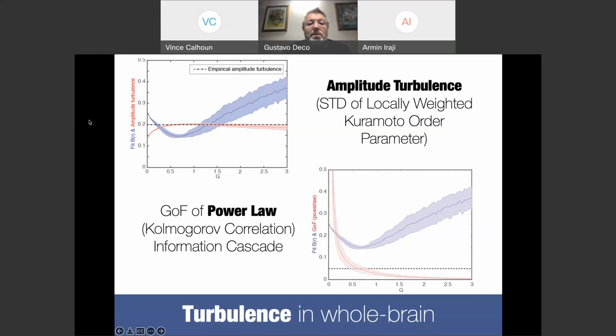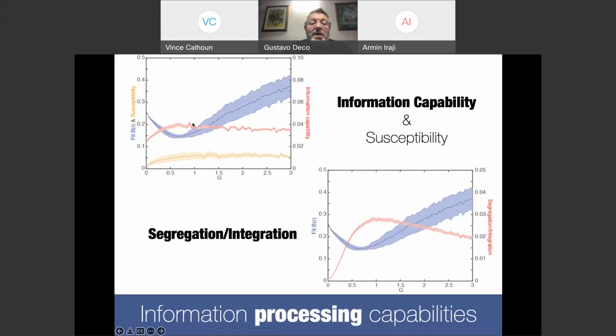In fact, I will show you in a couple of slides that we will also have the Kolmogorov power law, and that the goodness of fitting of this power law at that point will already be significant. In fact, that continues also for larger G, but the important thing is that at that point we have a good goodness of fitting. More importantly, we can define different measures which are now trying to quantify in a much more direct way the information capabilities of the system.